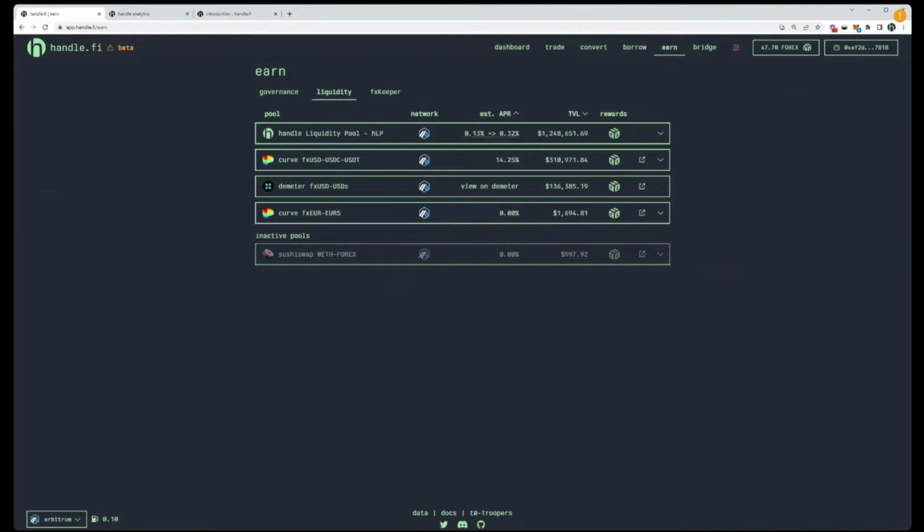So yeah, there's the handle liquidity pool, as you can see there. That's the pool that provides the liquidity for the perps. We've got a Curve FX USD, USDC, USDT pool, which gives users the capacity to switch between our USD stablecoin and USDC and USDT. We had thought about doing a Frax base pool, which Frax is awesome, and that's possibly something we could explore.